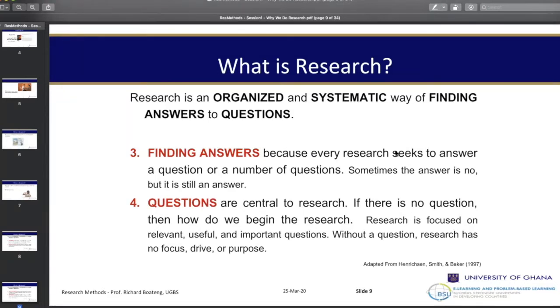Another reason why we say that research questions are central to the research process is that the research questions determine whether the research is researchable or not researchable. Some questions cannot be answered by people. For example, if I go to Teshi and ask the fishermen, let me just give you an example, why are you not using warships to fish?